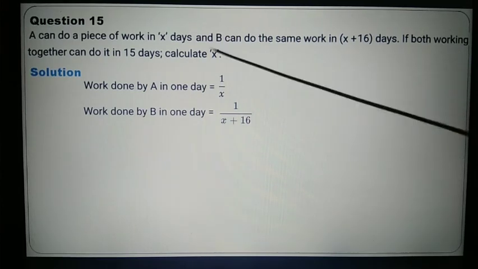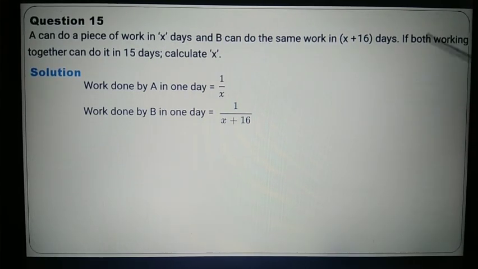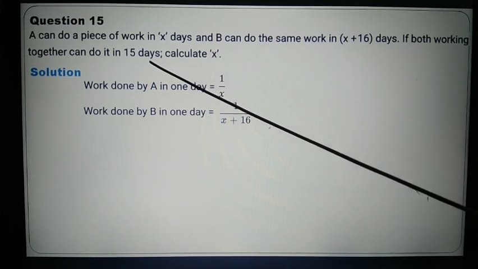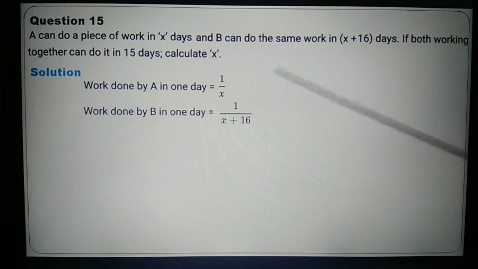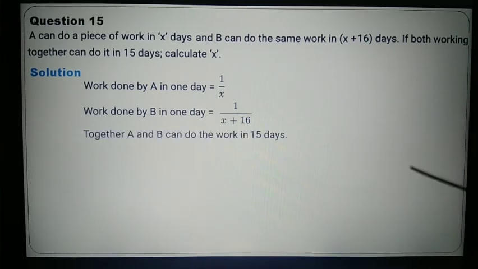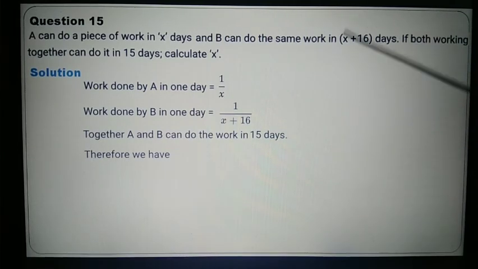But if both of them work together, they will finish the work in 15 days. That means in one day, if they work together, they'll finish how much part? It will be 1 by 15. Hope you are understanding. That means this part and this part together is going to be 1 by 15. Together, if they work for 15 days, then in one day it's going to be 1 by 15, and that 1 by 15 has to be 1 by x plus 1 by x plus 16. Hope this is clear to you.